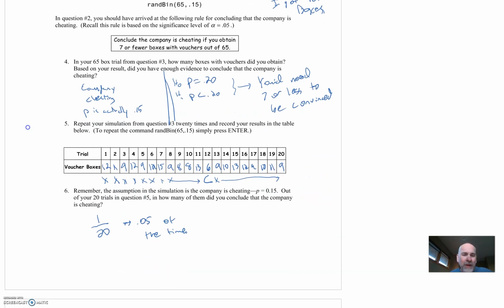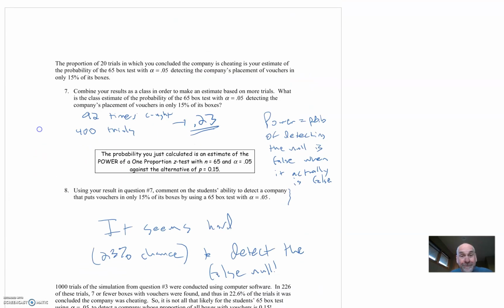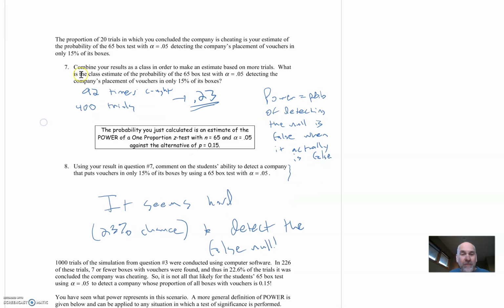It turned out that the first time I did it, just doing 20 times, I only rejected the null 5% of the time. I only got 7 or less, which was the number we needed, 5% of the time. I did pretty lousy at noticing that the proportion was lower than they said it was. Then I ran the computer simulation, and it was about 23% of the time. And we called this the power of the test. The power is the probability of detecting the null as false when it actually is false.